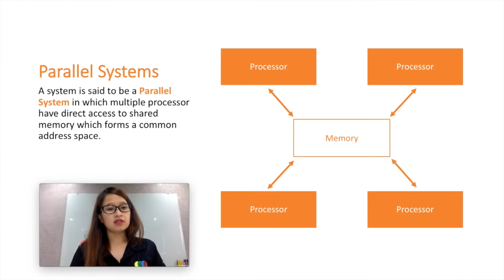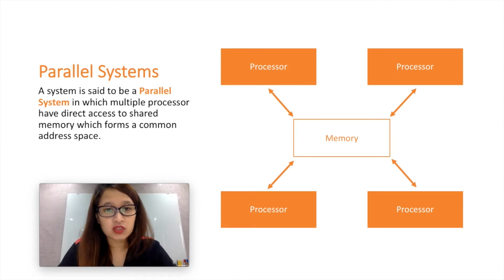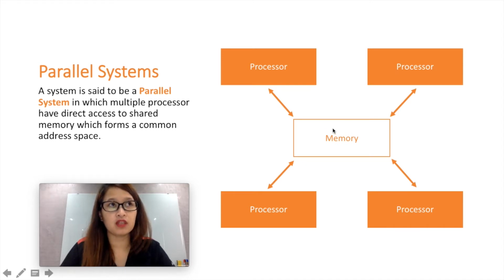Parallel systems. A system is said to be a parallel system in which multiple processors have direct access to shared memory, which forms a common address space. As shown on the diagram, four processors have been associated with one memory, meaning these four processors are being shared by this memory. An example of this would be the terminal with a single server and the supercomputers.